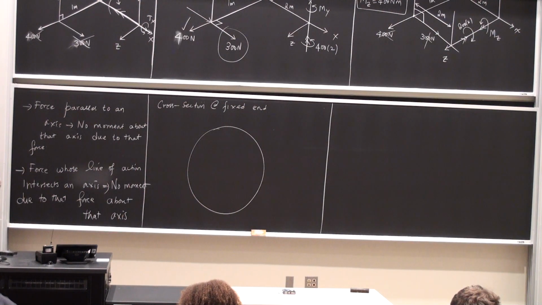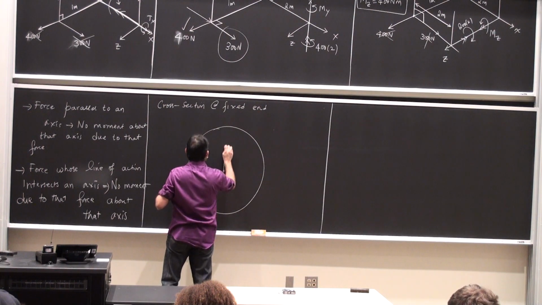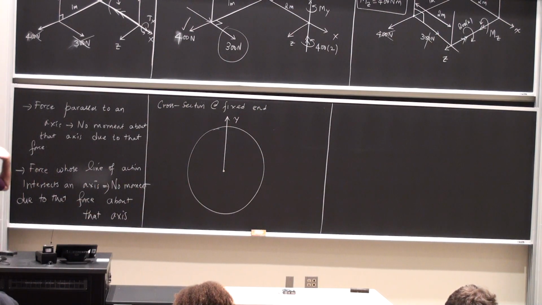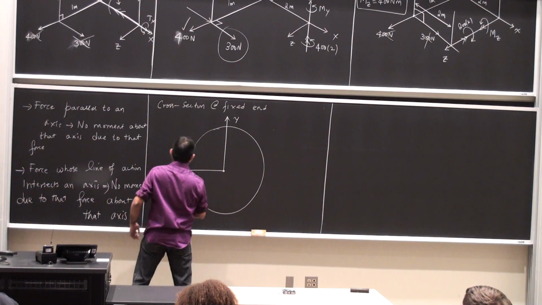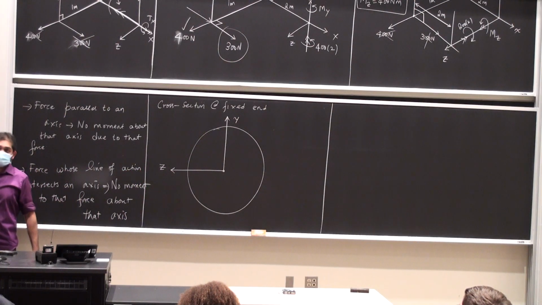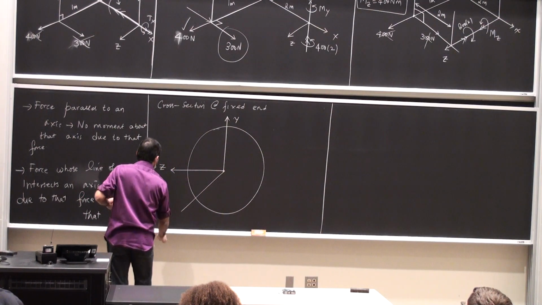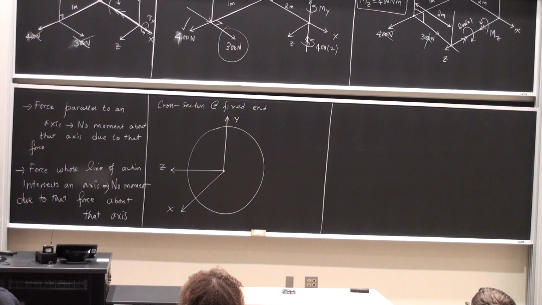My y-axis, x-axis and z-axis are as I have drawn right there. So the x-axis is coming towards you, coming out of the board. The y-axis is vertical, and the z-axis is pointing to my left. I mark my point of interest, which is the point A.